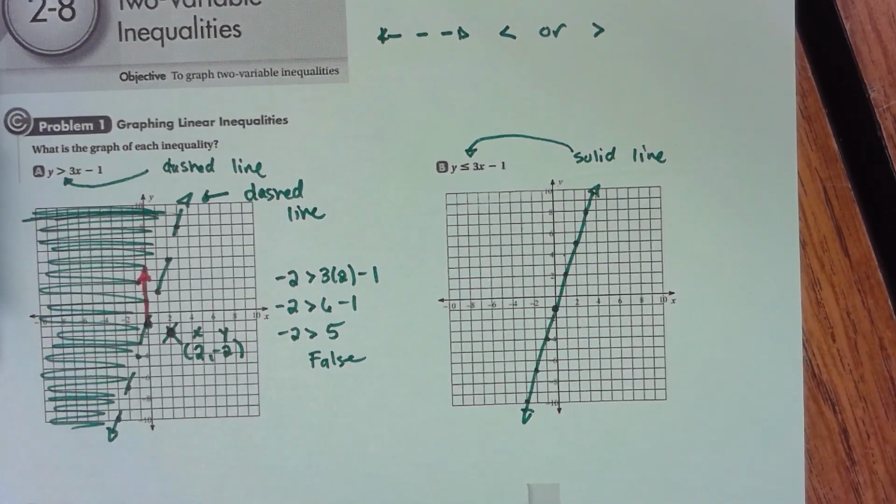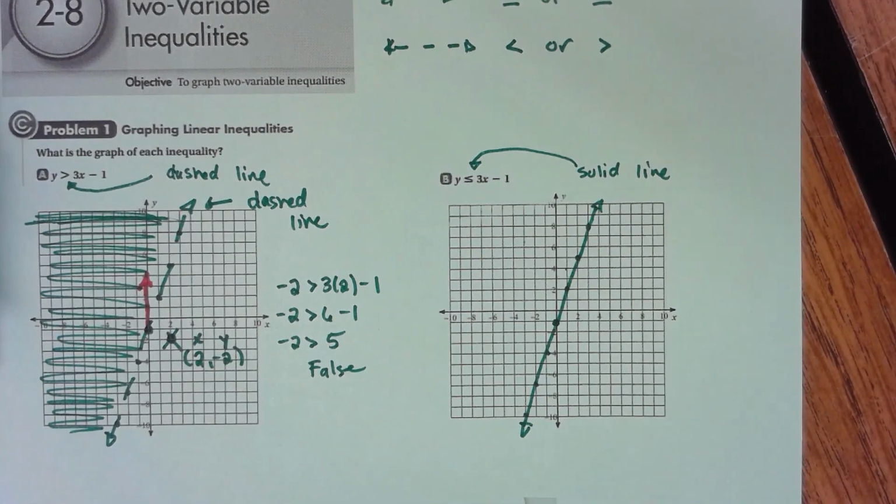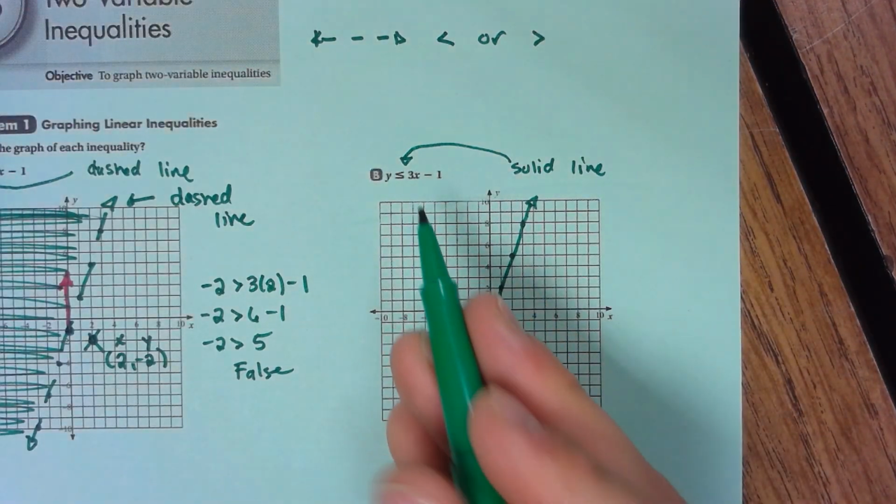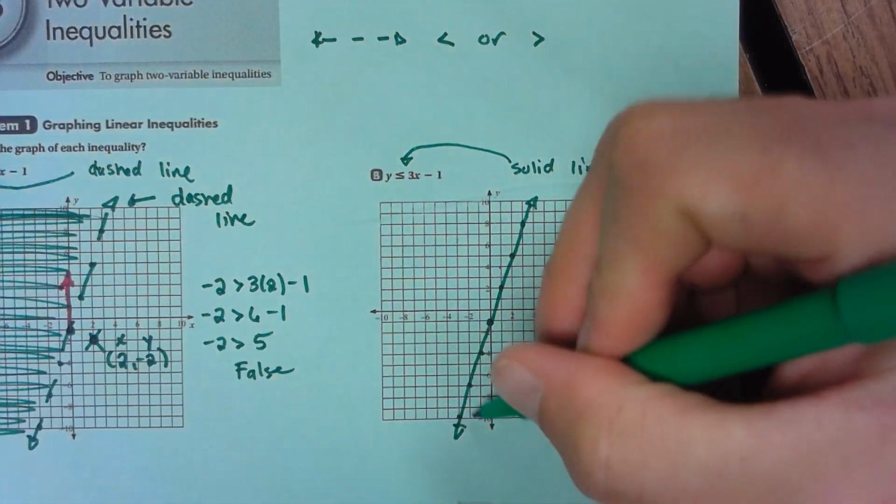Sometimes it can be hard to distinguish above and below depending on the slope of the line, which is why I would always recommend just plugging something in, but it doesn't matter. If you want to just say, hey, it's greater than, I'm going to shade above, less than, shade below, fine by me. All right, so the last one, this is less than or equal to, so that means we're going to shade below the line.